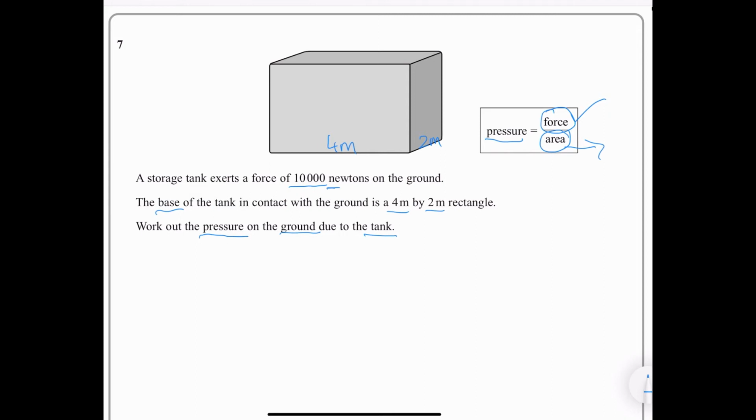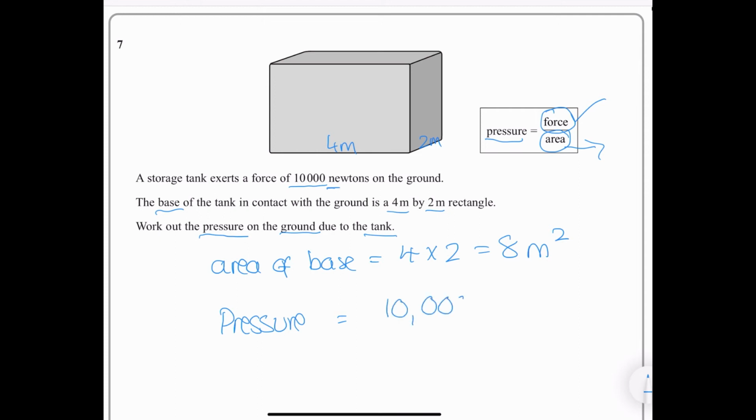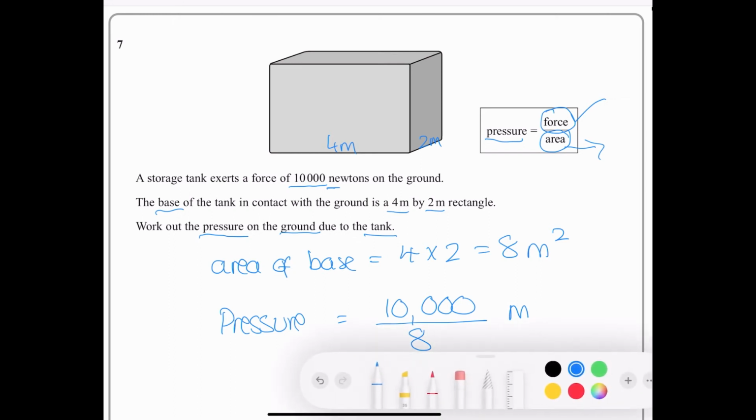Right, so let's work this out. I need the area. So the area of my base is a rectangle. So that's going to be base times height, which is 8 meters squared. So my pressure would then be force, which is 10,000, divided by 8. We'll put the units in at the end.